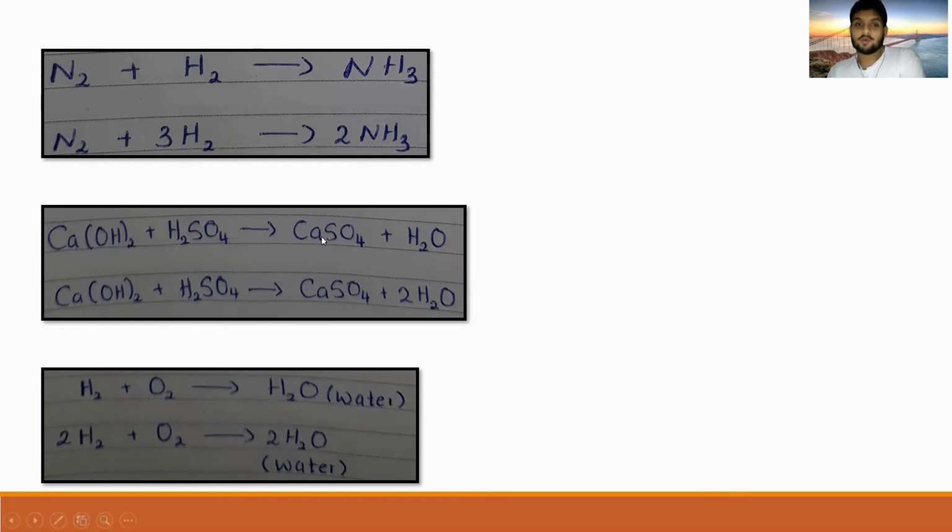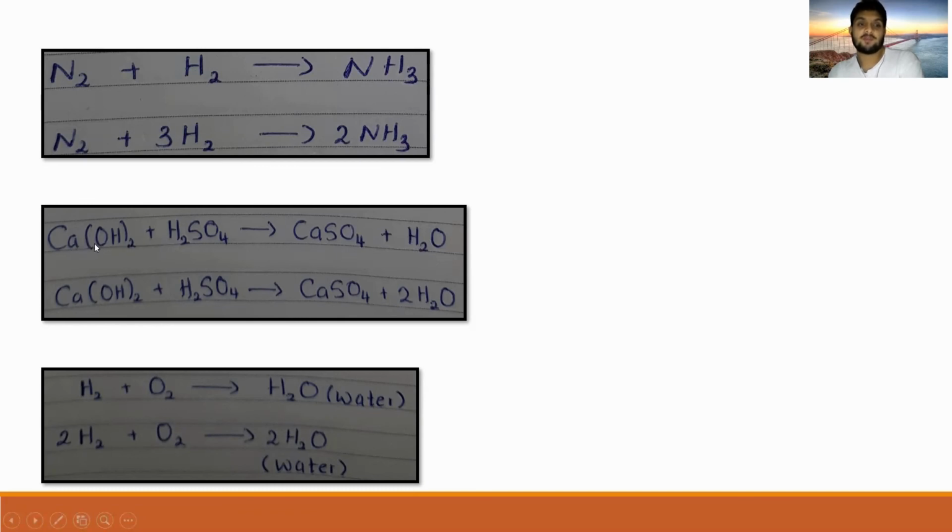On the product side, you have 1 calcium, 1 sulfur, 4 oxygens here, 1 oxygen here. So altogether there are 5 oxygens and 2 hydrogens. Okay. So let's see what elements are balanced, what elements are not balanced. That's the only thing you have to find.